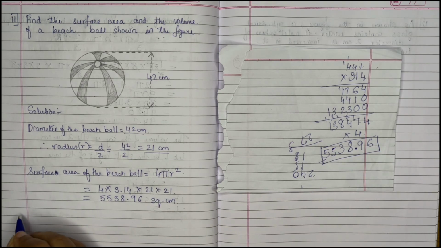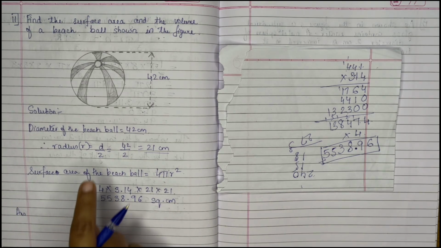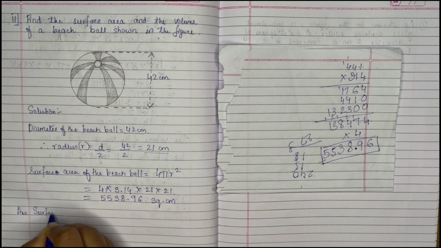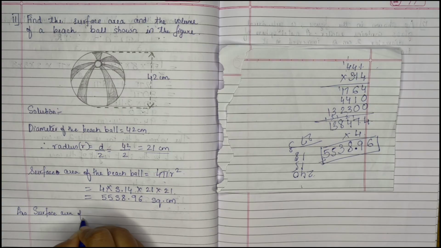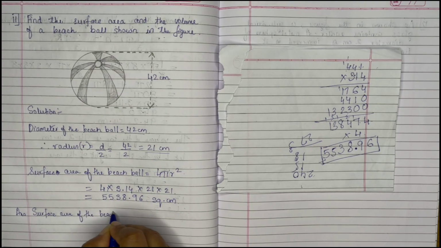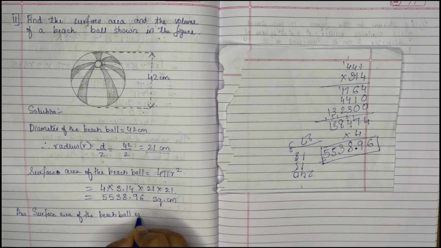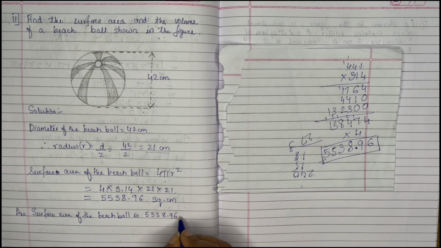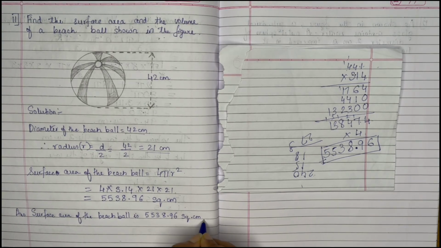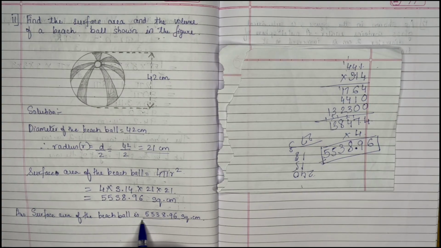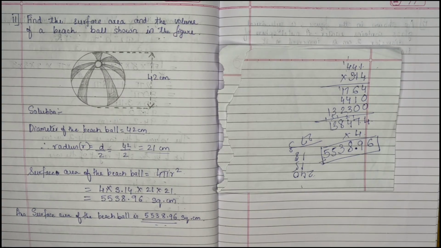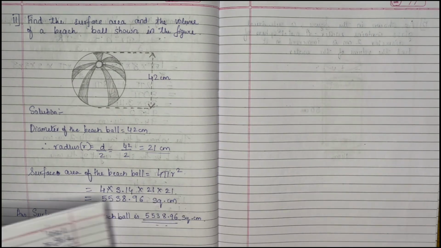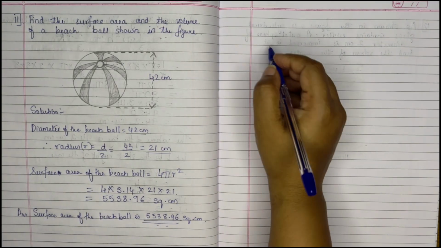Okay, so we can write the answer first. Surface area of the beach ball is 5538.96 square centimeters. Okay, we got the surface area. Now next what we have to find is the volume of the beach ball. Okay, now we will find the volume of the beach ball.